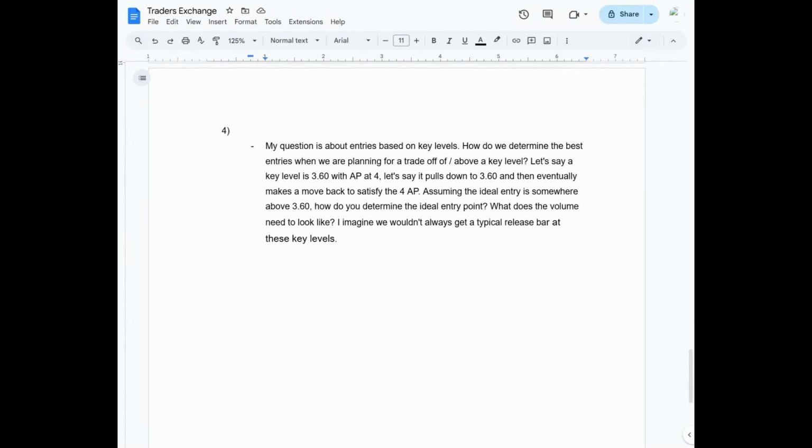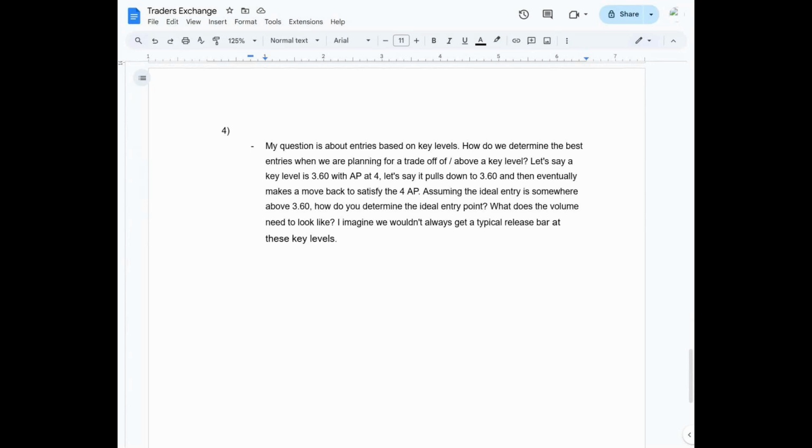So let me just read it one time quickly. My question is about entries based on key levels. How do you determine the best entries when we are planning for a trade off or above a key level? Let's say a key level is 360 with ask prints at 4. So very similar to what Millen was saying prior, that if you had ask prints at, I believe that was 240, so 3, and it pulls back to where the market maker has single-handedly chosen a certain price to use as theirs for the day, would be very similar to what Shams is asking now.